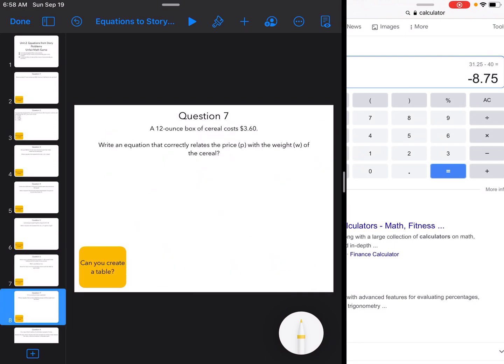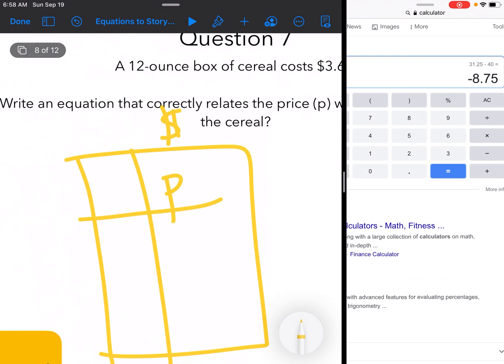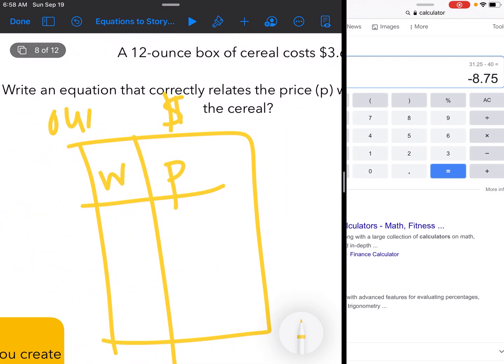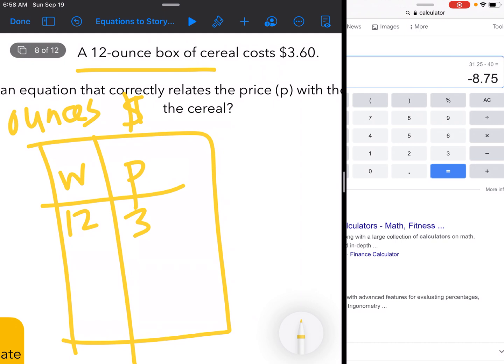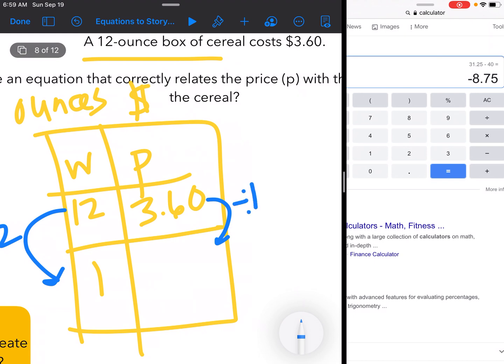All right, they want us to write an equation that correctly relates the price of cereal with the weight. So I'm going to make myself a table. So they're doing P for price, and that's in dollars. And they want the weight, which is in ounces. So 12 ounces of cereal costs $3.60. I want to figure out what 1 ounce is going to cost me. So I divide by 12. So 360 divided by 12, I get 0.3.